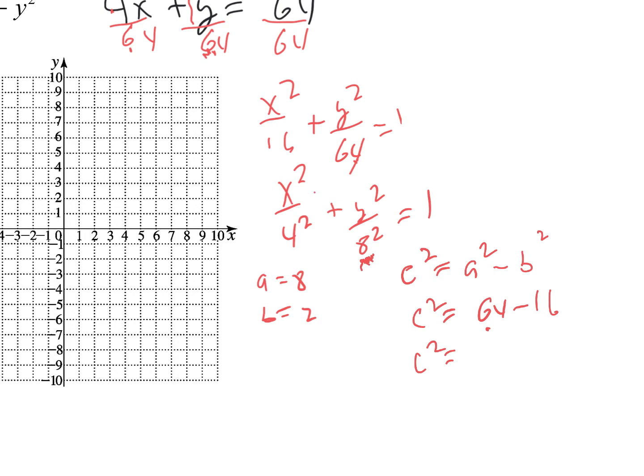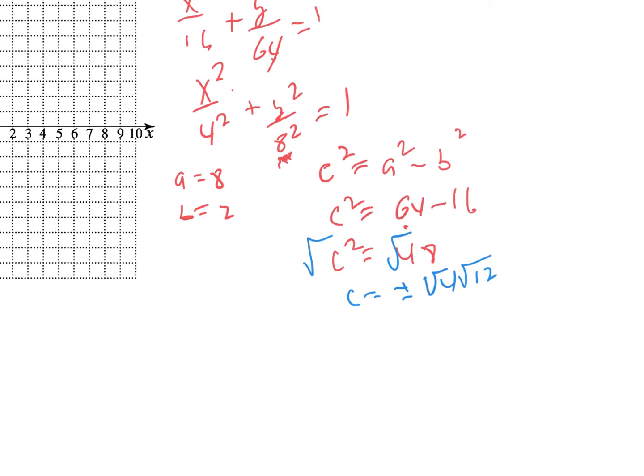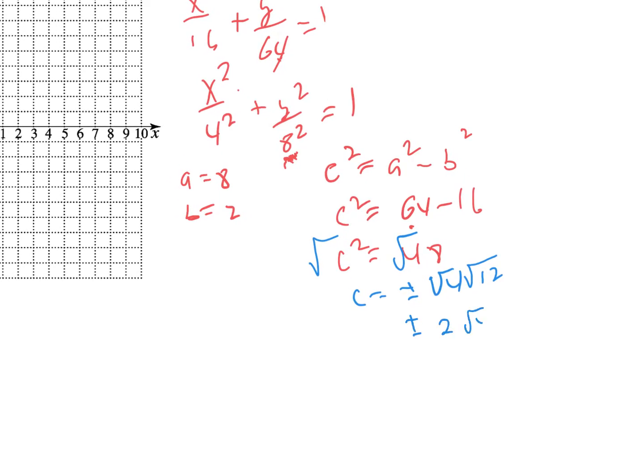Is it 48? Or 58? No, it's 48, right? 48 plus 16 is 64. Yeah, 48. So I got to take the square root of both sides. And that's going to give me c is plus or minus the square root of 48, which you know is plus or minus the square root of 4 times the square root of 12, which is plus or minus 2 square roots of 12, which is plus or minus 2 times 2 is 4 square roots of 3. Does that bring back memories from college algebra?